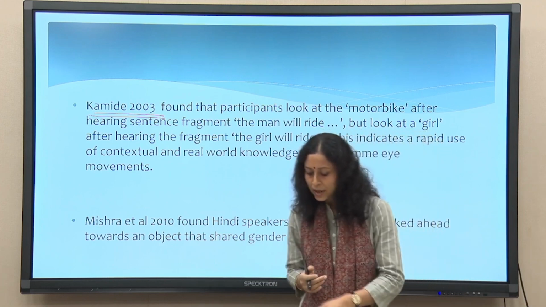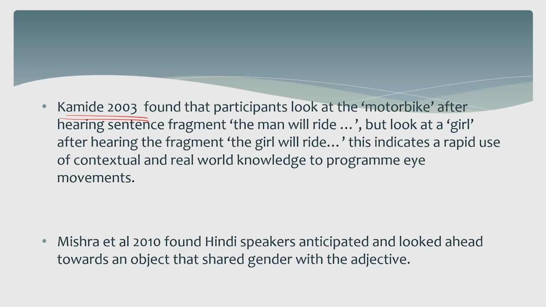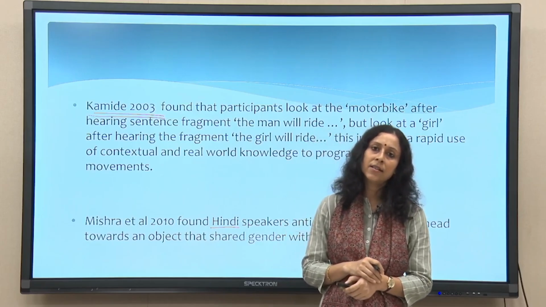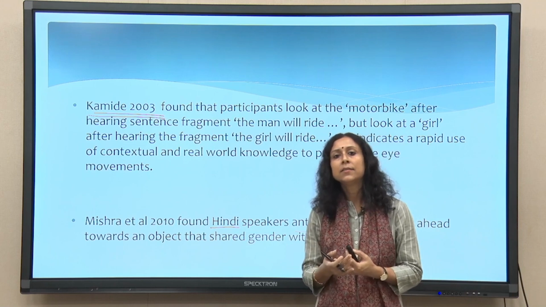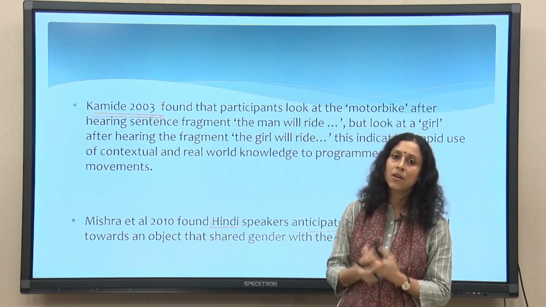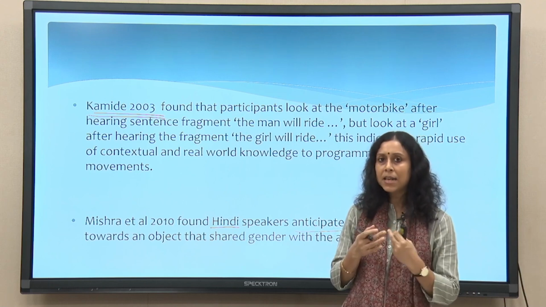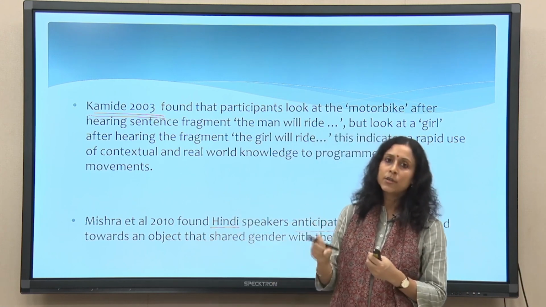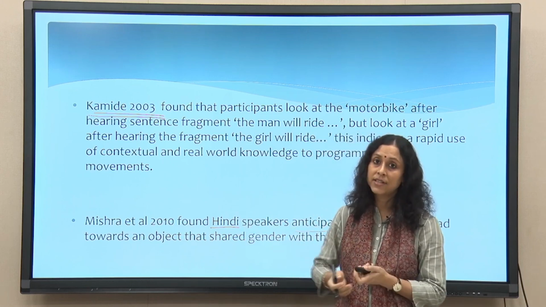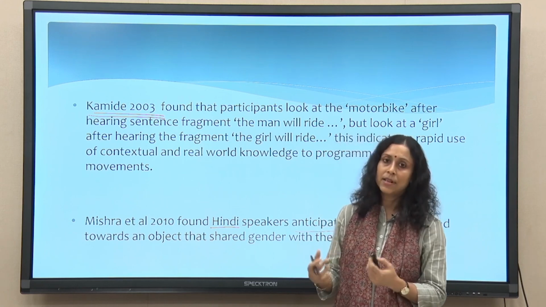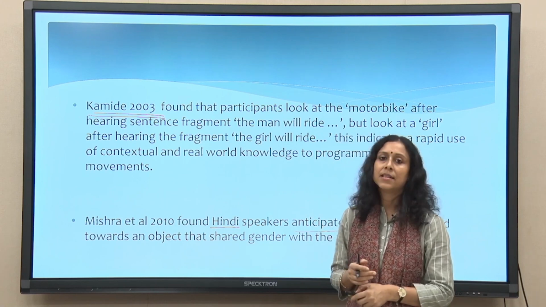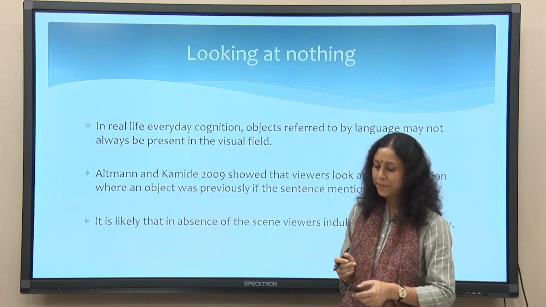So, that is what they found out with respect to the two different sentences and how the visual attention really worked. Another study by Mishra et al. in 2010 found that Hindi speakers anticipated and looked ahead towards an object that shared gender with the adjective. In languages that have grammatical gender, inanimate objects take gender. So, if the sentence is, वहाँ एक छोटी सी चिड़िया बैठी है, by the time you are listening to छोटी सी and the display shows both animate and inanimate objects which can share the gender, the eyes will scan all the possible objects. So, the grammatical aspect of gender also helps us in anticipatory eye movement.